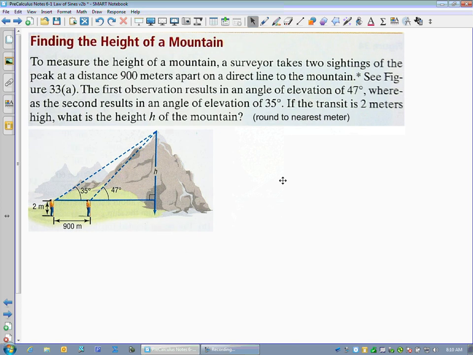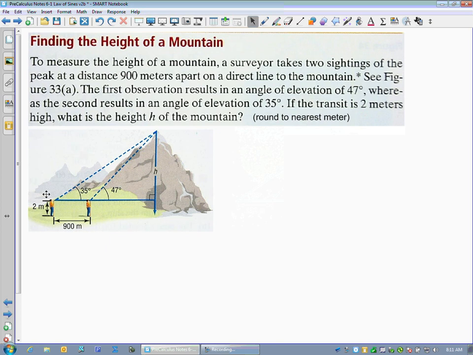And the question is, what is the height of the mountain? And they want us to round to the nearest meter. And the height of the transit is 2 meters off of the ground, by the way. All right, so our first step is always to draw a visualization.